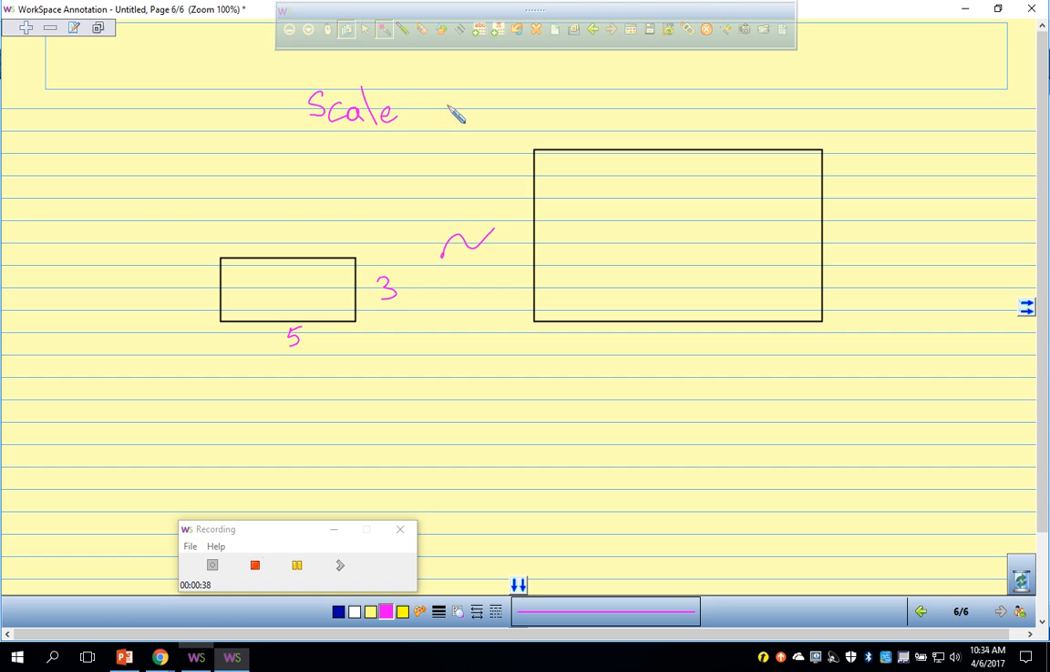is what you multiply to get the other side. So the scale factor in this case, we're going to say that's 3. So if I multiply this side by 3, what do I get? 9. And if I multiply this side by 3, I get 15.